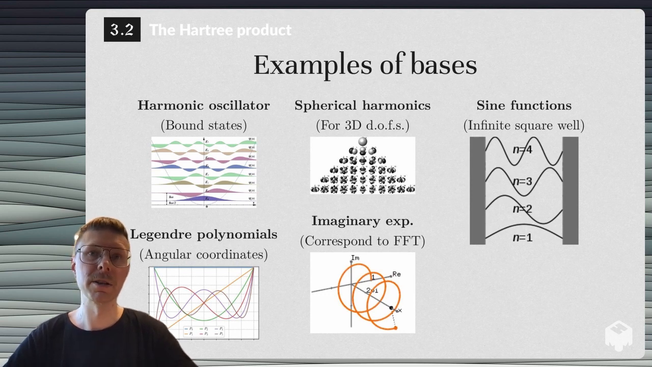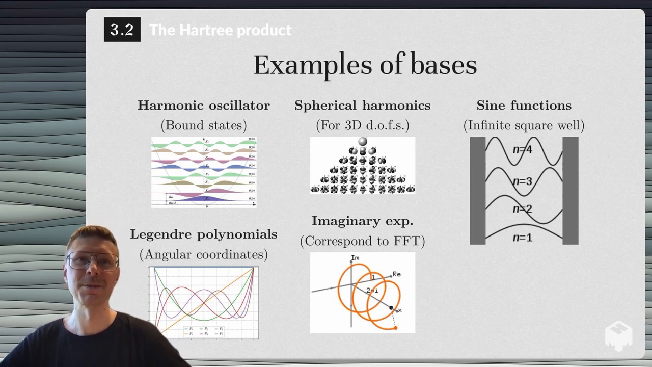So, examples of basis. Apologize for these, I just pulled some ugly pictures off the internet, but okay. For instance, what kind of functions can you use here? Well, if you have bound states, maybe harmonic oscillator eigenfunctions, a couple of those. For angular coordinates, Legendre polynomials are apparently useful. If your degree of freedom is not a single degree of freedom, but actually three degrees of freedom, so that the x's are actually xyz, then maybe spherical harmonics can be used as basis functions.